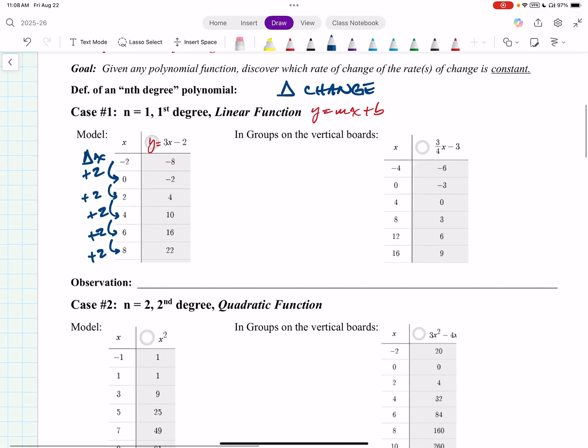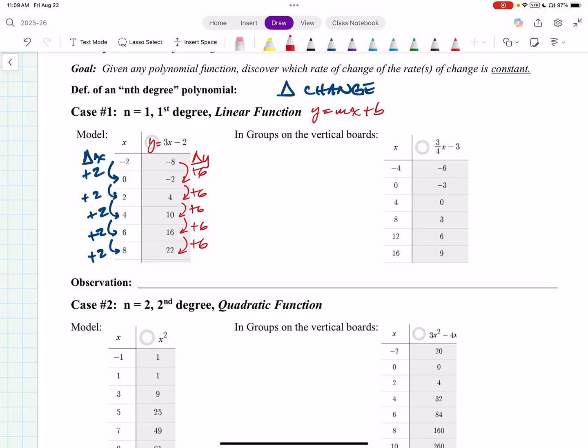So do equal intervals of x, or equal changes in x, result in equal changes in y for a linear function? Let's find out. The change from -8 to -2, we're getting bigger here, so it's plus 6. From -2 to 4 is plus 6, and from 4 to 10 is plus 6. From 10 to 16 is 6, and 16 to 22, 6. So the rate of change in y, call it delta y, or change in y, is constant.